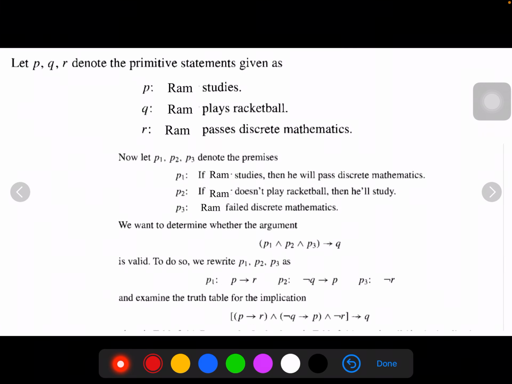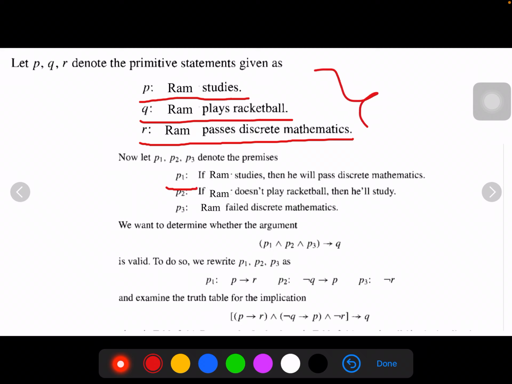We will see the example. P is Ram studies, Q is Ram plays racquetball, R is Ram passes discrete mathematics. Now P1 is a premise that we are creating by combinations of these propositions. If Ram studies, then he will pass discrete mathematics. So how do you represent it in terms of symbols? Because you have if then, I have to make use of the keyword conditional. Ram studies is P, conditional, he will pass discrete mathematics is R: P conditional R.